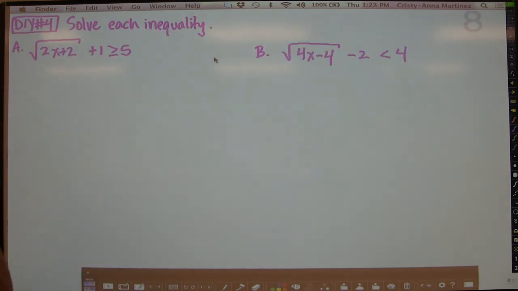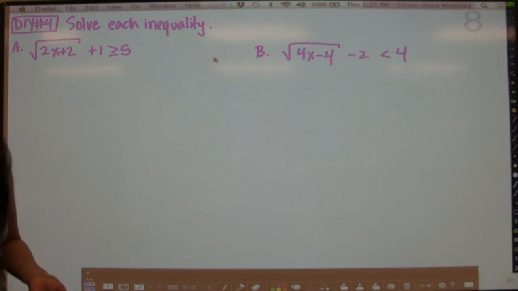So now we'll give you this last inequality to do as part of this do-it-yourself question. And once you have completed this do-it-yourself question, you will have completed your notes for this lesson.